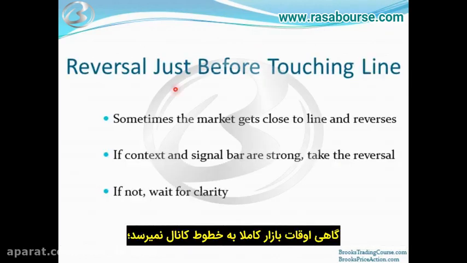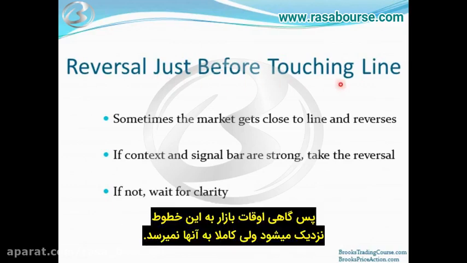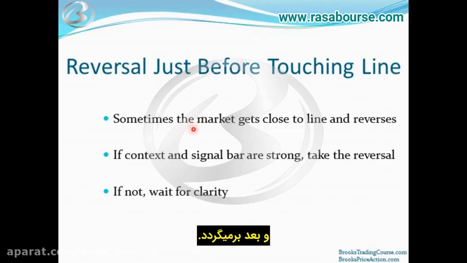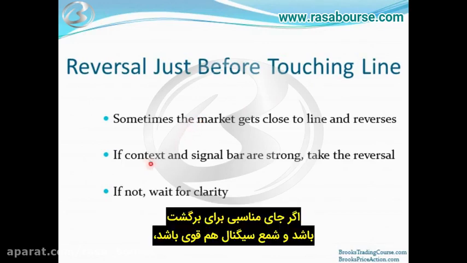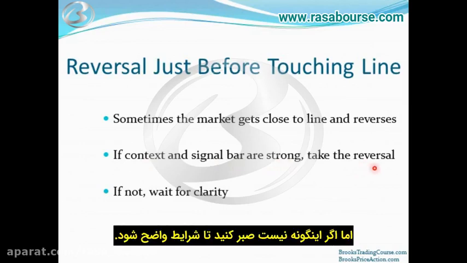Sometimes the market does not quite reach the line and it reverses before the line. Sometimes it gets close to the line but doesn't quite touch it, and then it reverses. If the context is supportive of a reversal and the signal bar is strong, you can take the reversal trade. If it's not, wait for clarity.